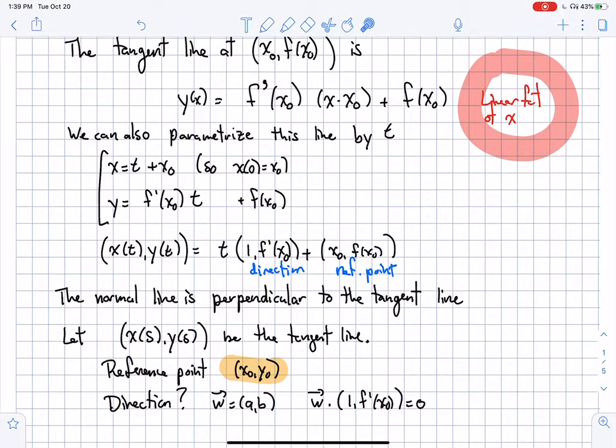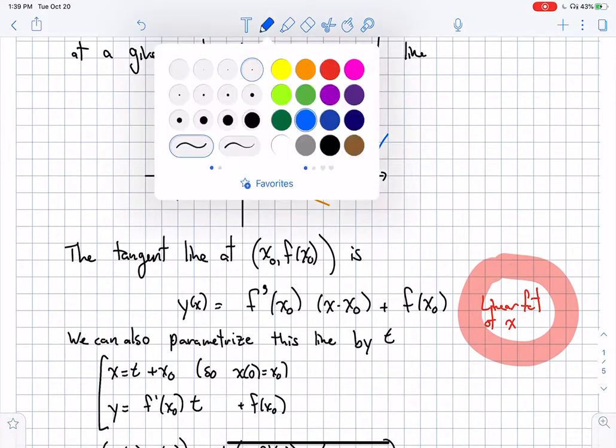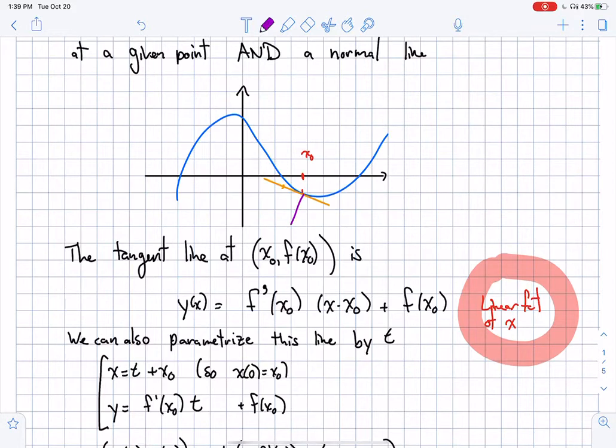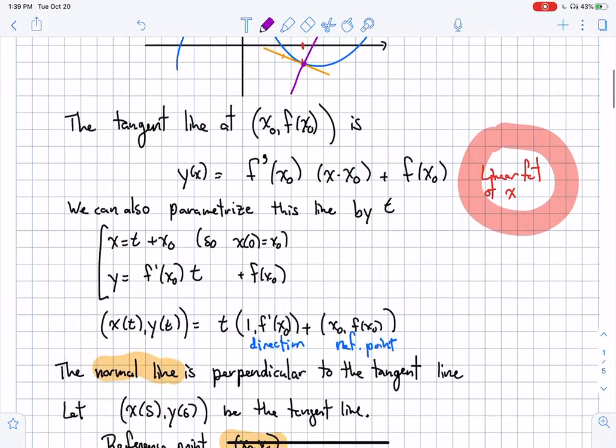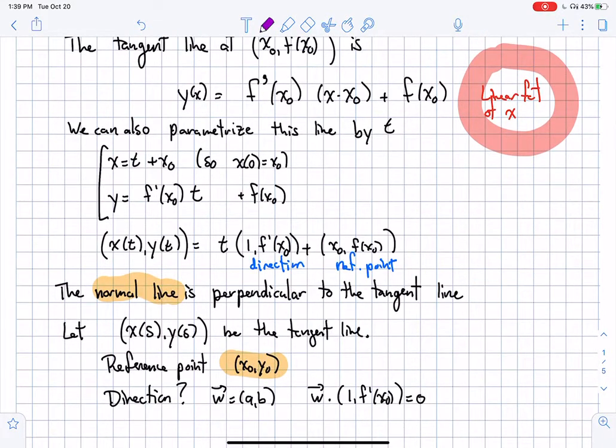Now, what about the normal line? Well, you also did that in Calc 1. Now what I want is the line that is perpendicular to this orange line and also goes through the same point. Remember that for a line, I need a reference point and a direction. The reference point is clear: it's (x0, f(x0)). And the direction has to be perpendicular to the direction of the tangent line. Therefore, I need to find a w such that the dot product with the direction of the tangent line is 0.